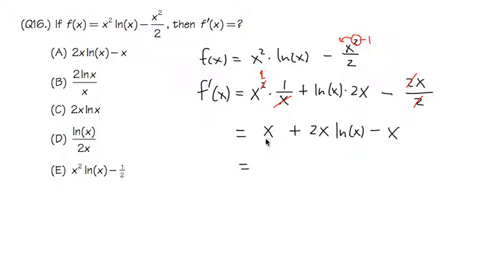Okay. Now, one more step. I see that this is positive x, and this is minus x. So of course, they cancel out to be 0. And our final answer, the only part that we have left is just 2x times ln x. 2x times ln x. And as we can see, that will be answer choice C. That's it.